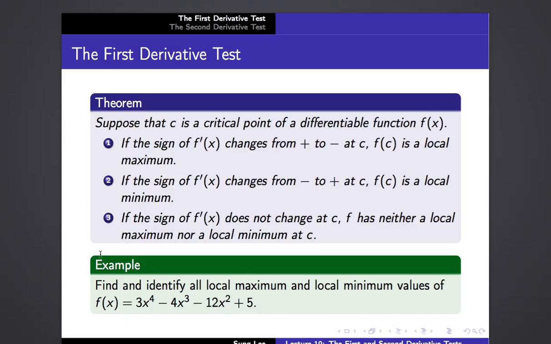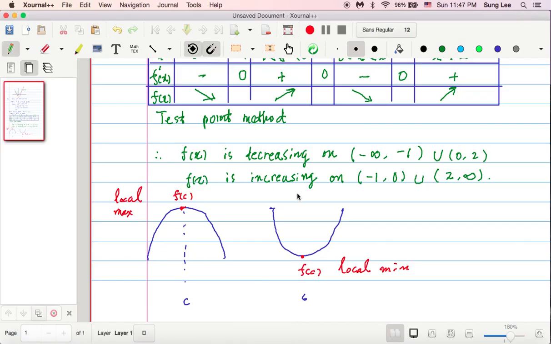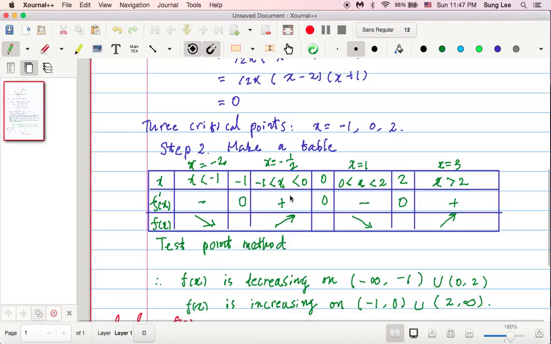Okay, so here's an example. Find and identify all local maximum and local minimum values of the same function that we talked about earlier, right? And actually we have the answer. So let me go back to my notepad. In fact, I'm going to go back to my earlier table.